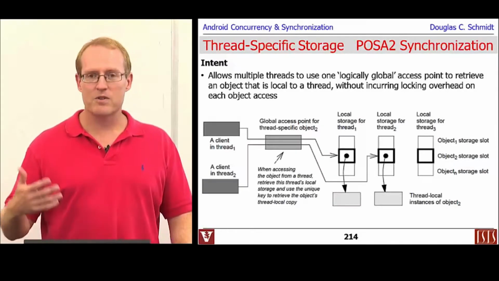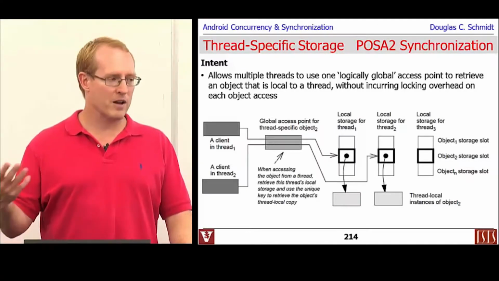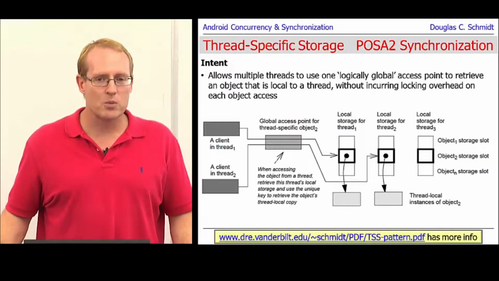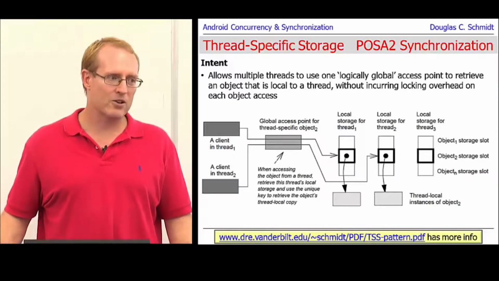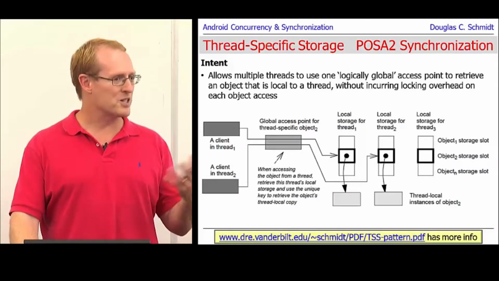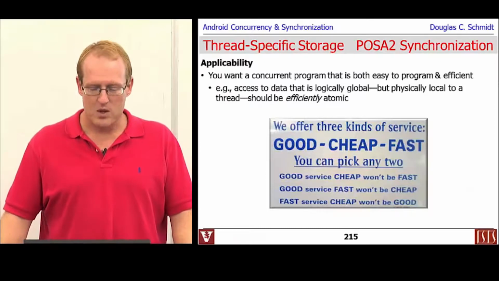And this pattern is used very, very widely in GUI frameworks and threads and threading frameworks. If you take a look here, it's in the POSA 2 book, but you can also take a look here and find the pattern online. And it's quite interesting. It's documented using C++, but it applies quite nicely to Java too.